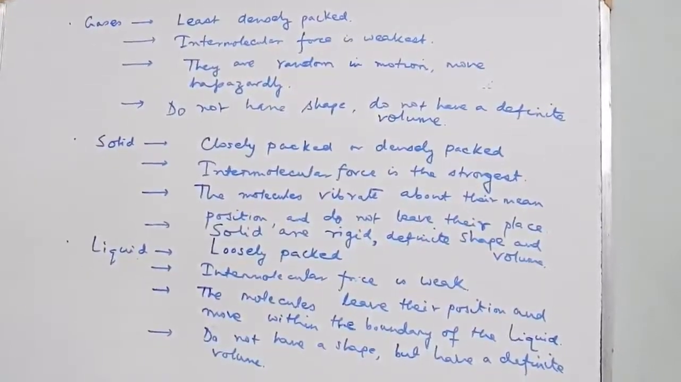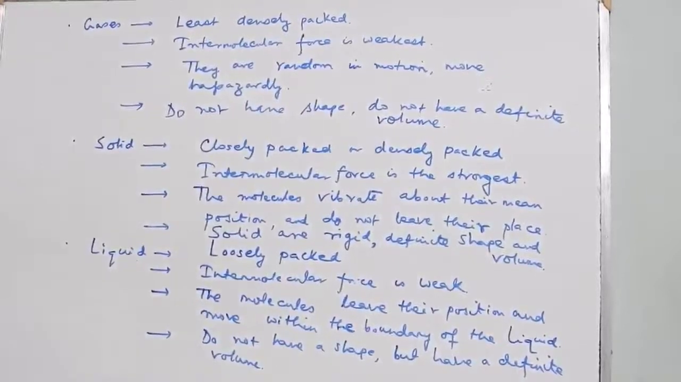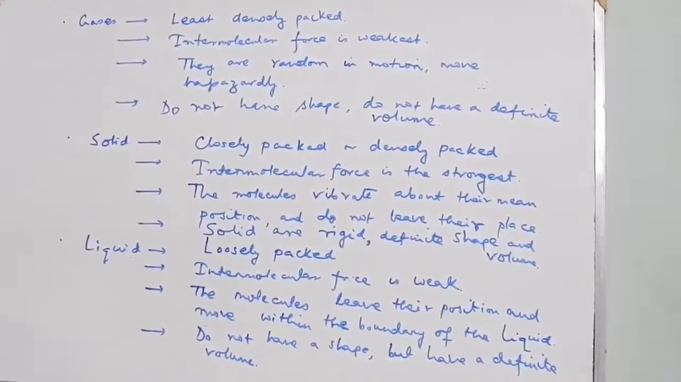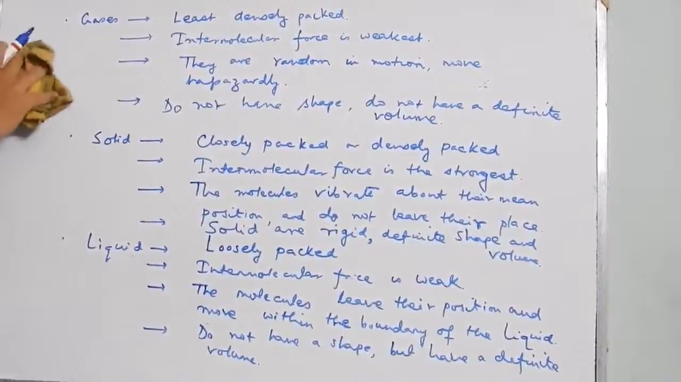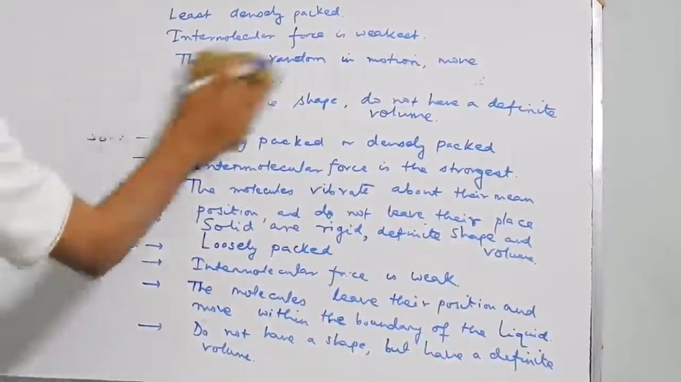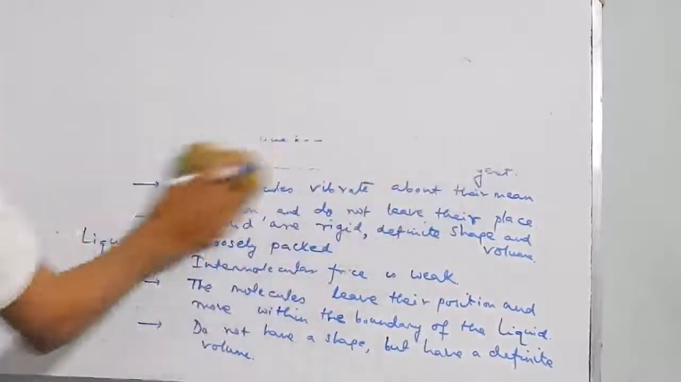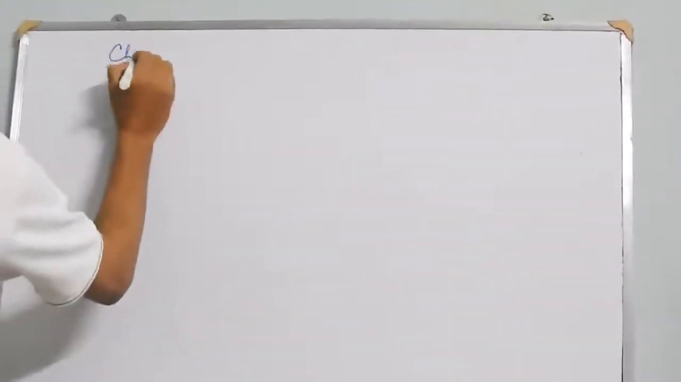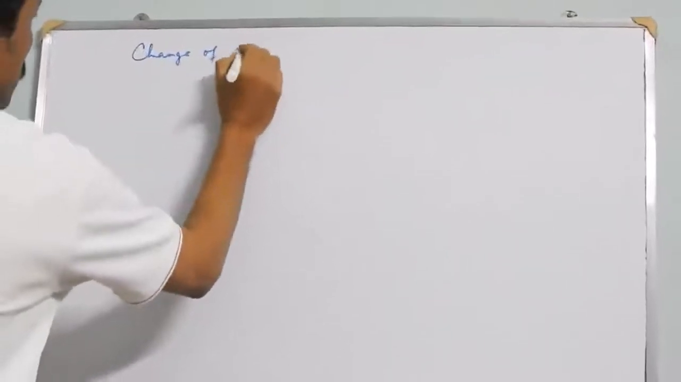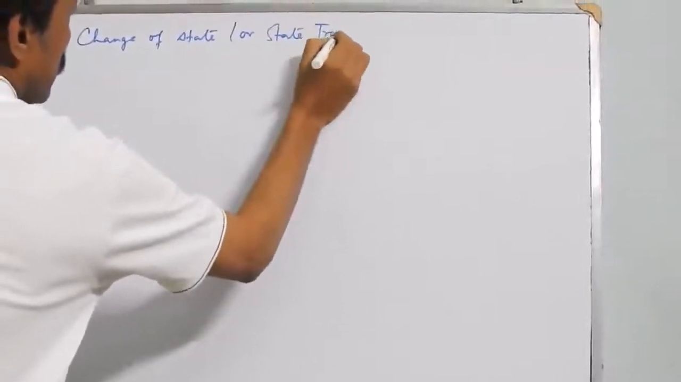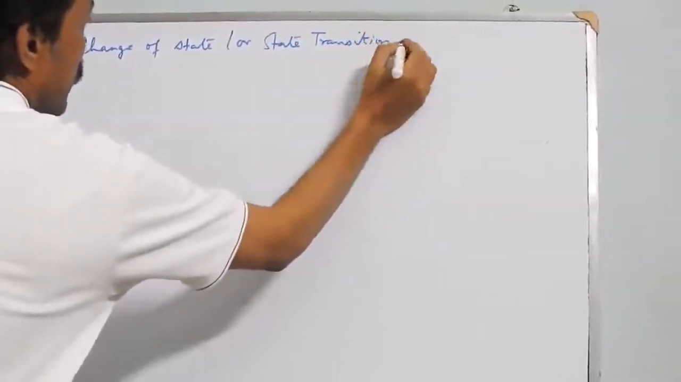So this is a comparative study of gases, solids and liquids on the basis of the molecular model. Now the discussion of the molecular model can be extended to the state transition that occurs when a solid gets converted to liquid or a liquid gets converted to gas and vice versa. So let us discuss the change of state, or state transition, or sometimes it is also called phase transition.